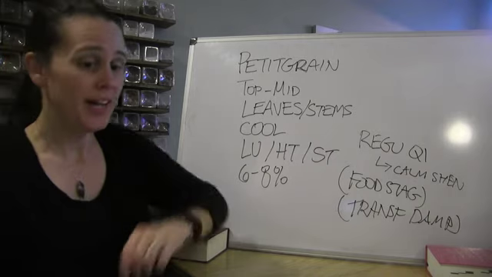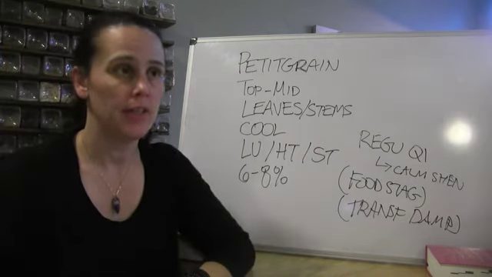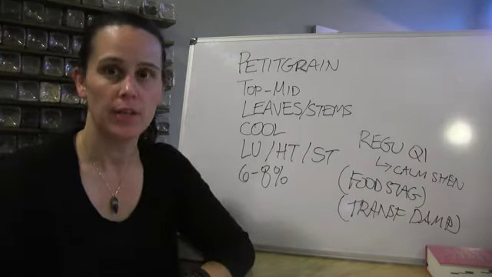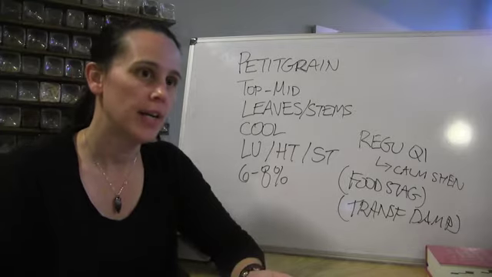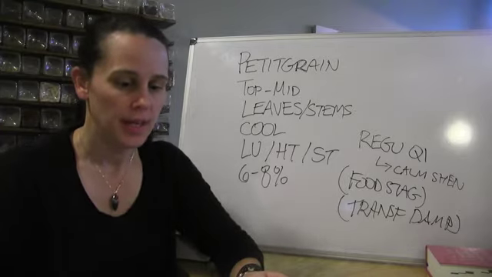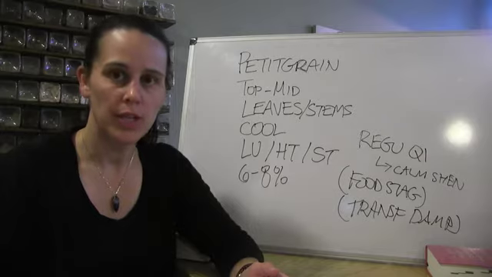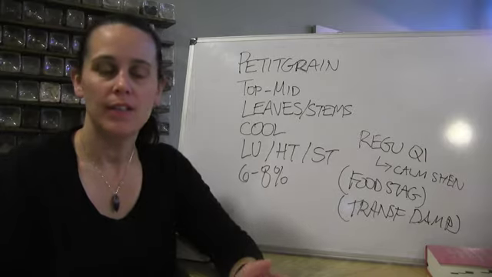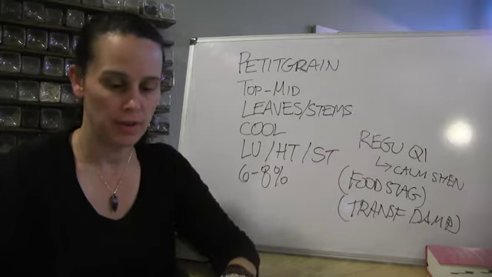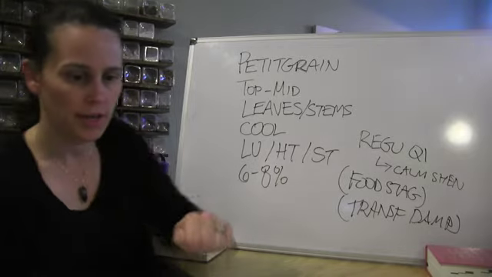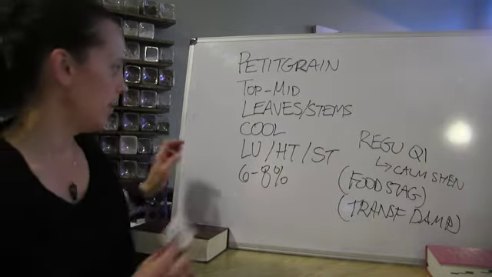That's petitgrain. I use this oil a lot. It's one of my favorite regulate chi oils. I think it has that calm shen aspect in with it, and it's not super pushy. It has the heart affinity. I love this oil. I really do use it a lot. I recommend getting to know this oil.